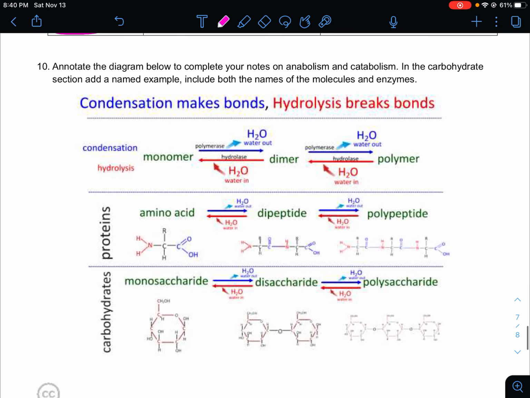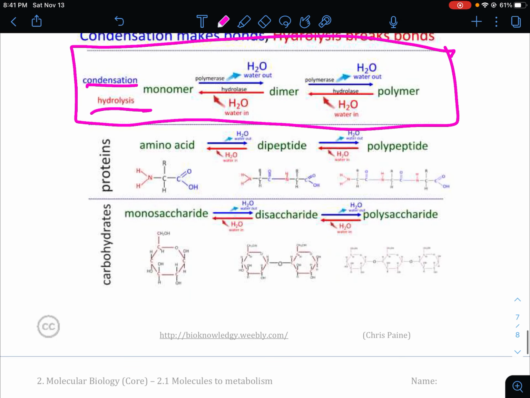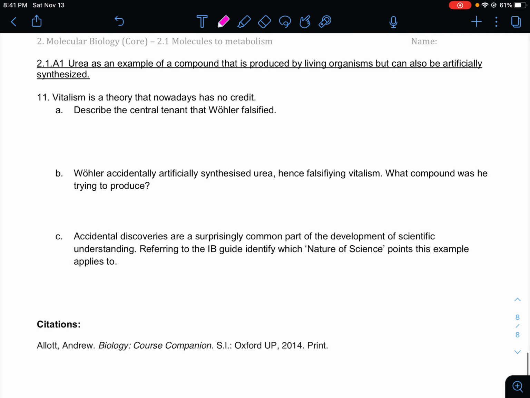Down here, again, don't really worry about it too much. This part is helpful because it shows condensation and hydrolysis and what the products are. For these, not too helpful. All of this, don't worry about it for the quiz. The test, you might be asked something about this, or on the IB exams you will be asked something about this. But you don't need to worry about it too much for the quiz.